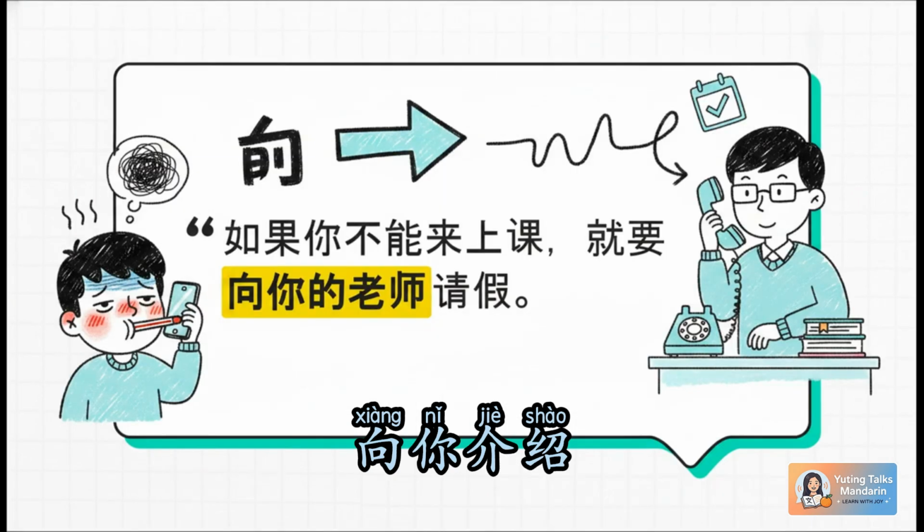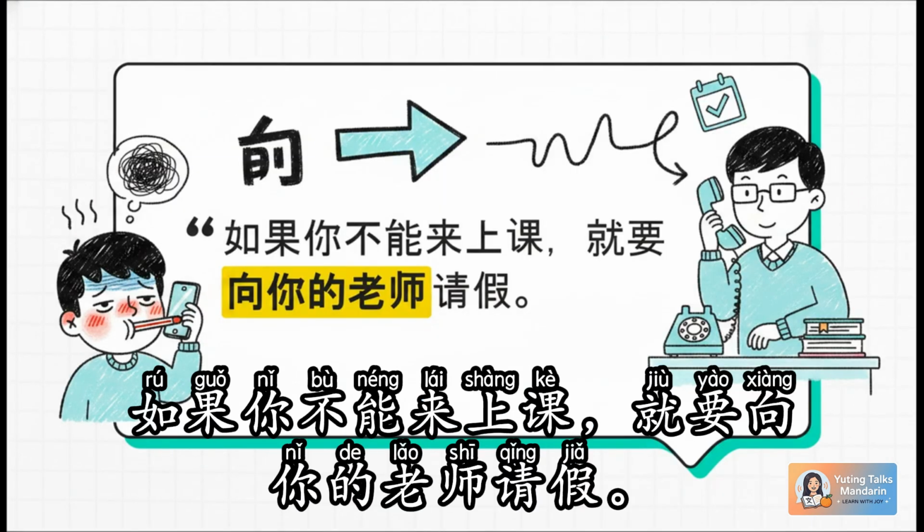Here's another incredibly useful everyday scenario. Let's say you're sick in bed, maybe got a thermometer in your mouth, and you need to call your teacher. The sentence reads, 如果你不能来上课，就要向你的老师请假. If you cannot come to class, you must ask your teacher for leave. Let's look at that structure again. 向你的老师请假. The arrow points to 你的老师, your teacher, and the action is 请假, asking for leave. You direct your request specifically to the teacher.